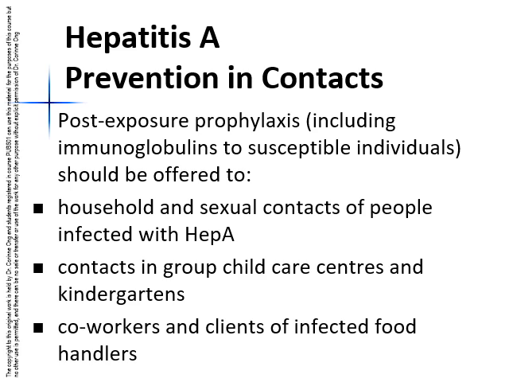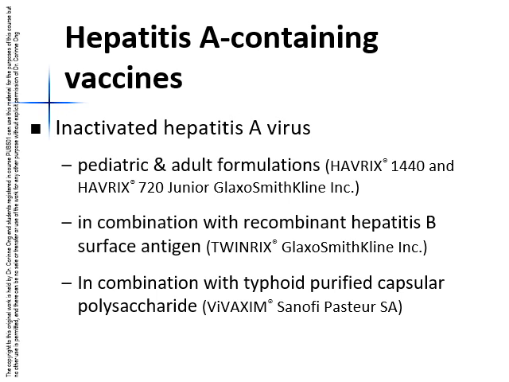Post-exposure prophylaxis, including the provision of immunoglobulins to susceptible individuals, should be offered to household and sexual contacts of people infected with hepatitis A, contacts in group child care centers and kindergartens, and co-workers and clients of infected food handlers. Hepatitis A vaccines, which contain the inactivated hepatitis A virus, are available in pediatric and adult formulations, as well as in combination with the recombinant hepatitis B surface antigen or the typhoid purified capsular polysaccharide.